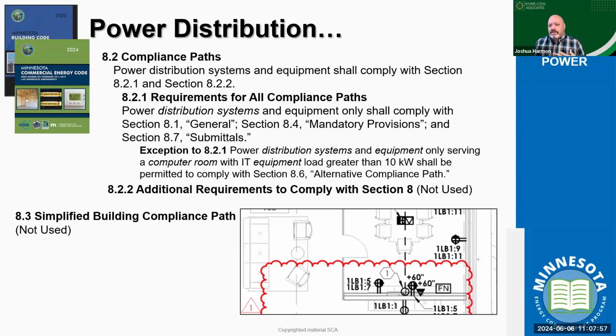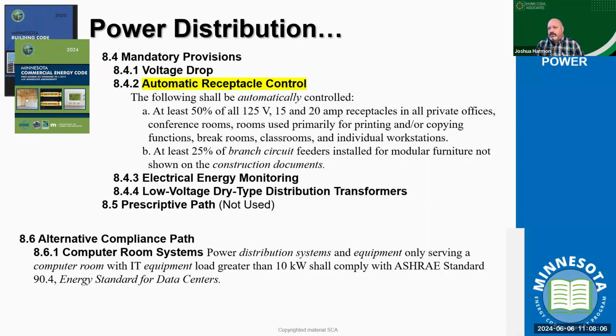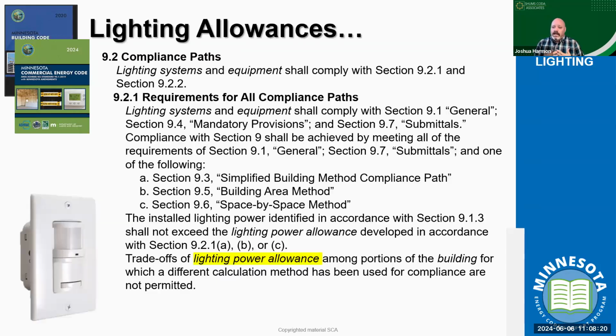And so the code provides for us a variety of different expectations for all compliance paths when it comes to following the mandatory provisions. There is no simplified building, but when we think about the mandatory, we're looking at the concepts, which we know has been removed in the state code, the concept of automatic controls, the concepts of what types of lighting power allowances are we incorporating? Are we using the building area method, the space by space method?